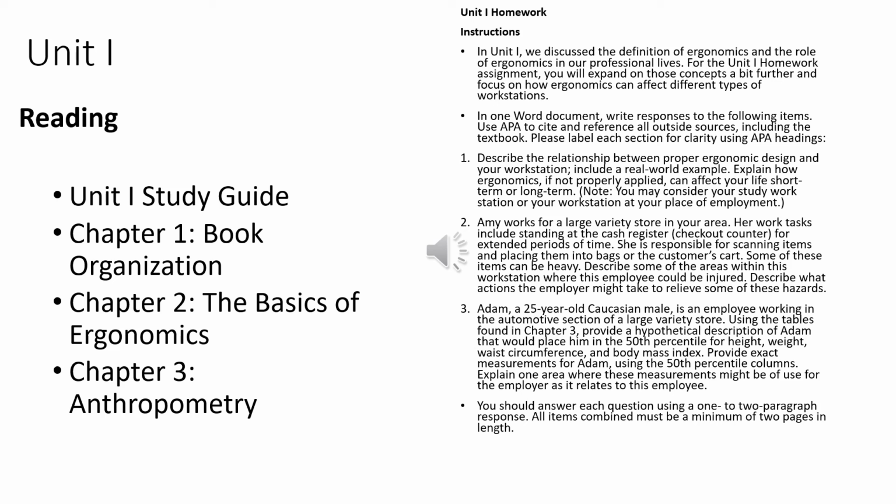Number 3, Adam is a 25-year-old Caucasian male and is an employee working in an automotive section of a large variety store. Using the tables found in Chapter 3, provide the hypothetical description of Adam that would place him in the 50th percentile for weight, height, and waist circumference and body mass index. Provide exact measurements for Adam using the 50th percentile columns.